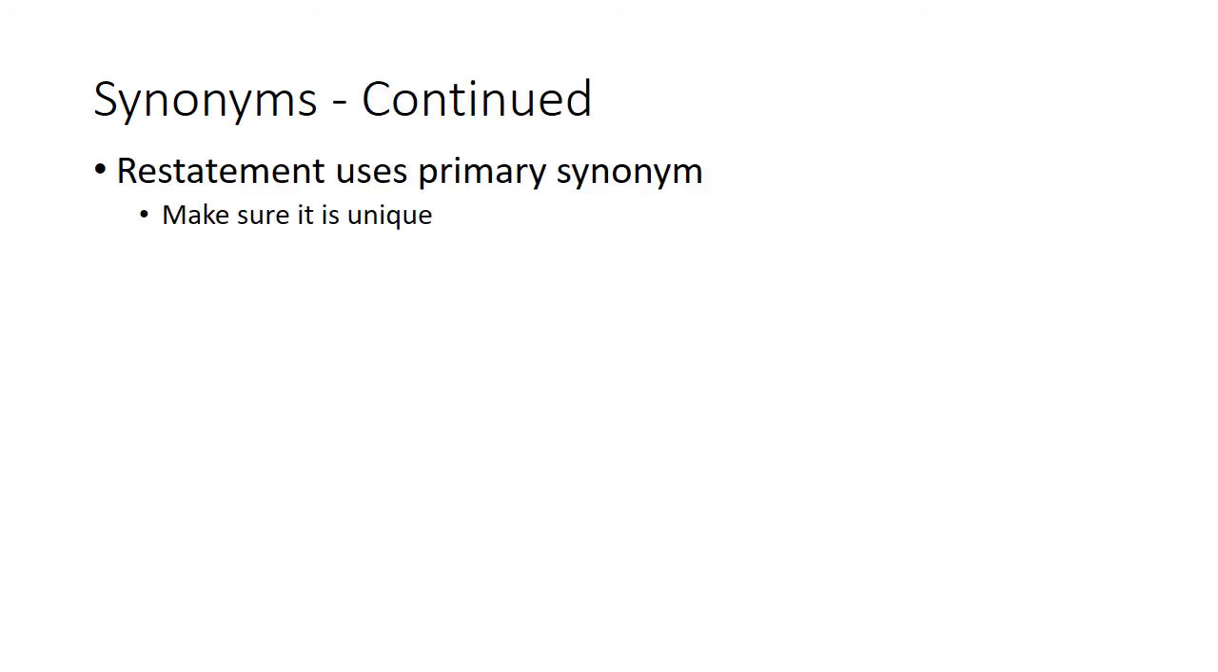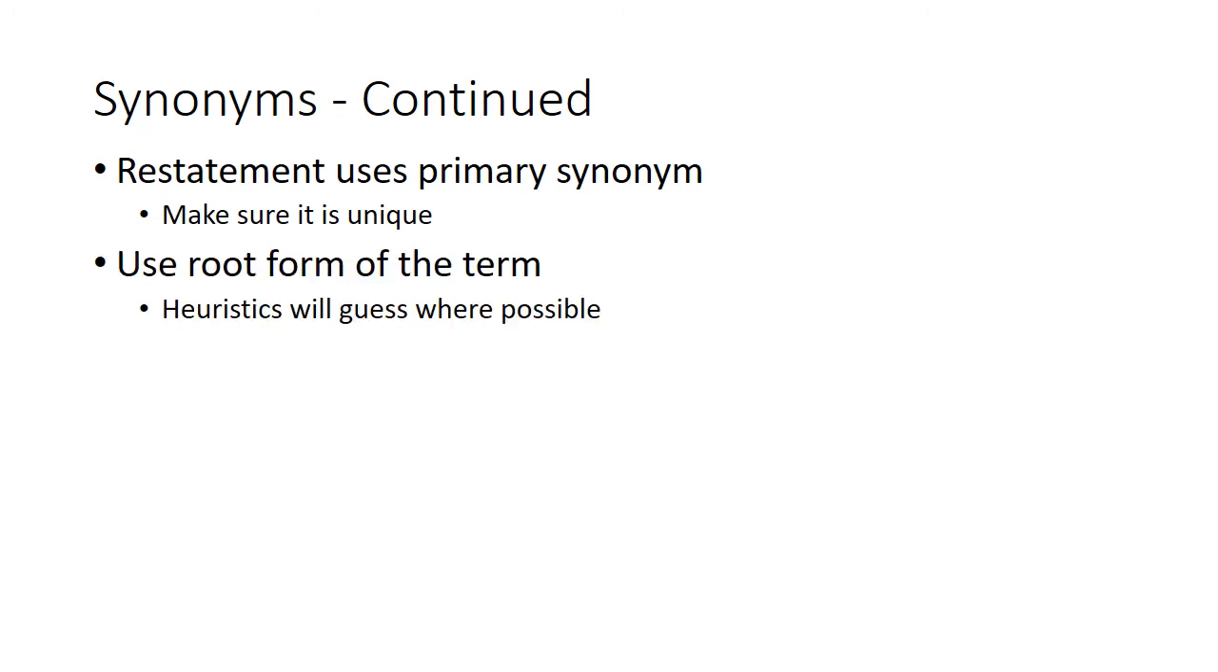The primary synonym is the term that is used in the restatement, so it is a good idea to make sure that that term is unique. That will help your users understand that the system is interpreting their questions correctly, rather than guessing that the term they used actually means something entirely different.